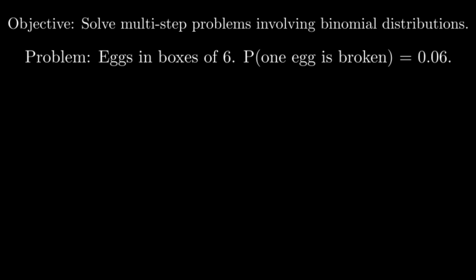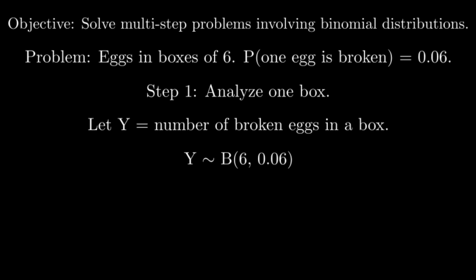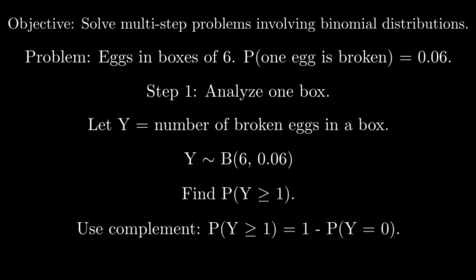Let's define a random variable, Y, as the number of broken eggs in one box. For a single box, we have 6 trials, the 6 eggs. The probability of success, an egg being broken, is 0.06. So Y is distributed as B(6, 0.06). We want to find the probability of at least one broken egg, which is P(Y ≥ 1). As we've learned, it's easiest to calculate this using the complement: 1 minus the probability of having 0 broken eggs, P(Y = 0).